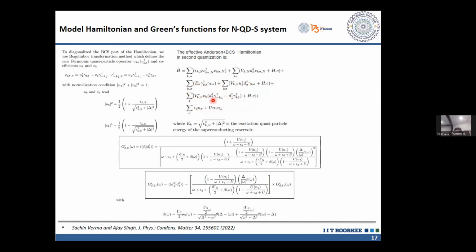We have Bogoliubov operators, gamma, so we have diagonalized it using this Bogoliubov transformation. Initially the Hamiltonian was not diagonalized, so we used the Bogoliubov transformation to diagonalize it, and then it reduces to an effective Hamiltonian. One can solve it further to calculate the Green functions. So in the case of a superconductor, one can have superconductivity induced on the quantum dot. Actually, we studied those properties in our first paper, which I have not discussed here.